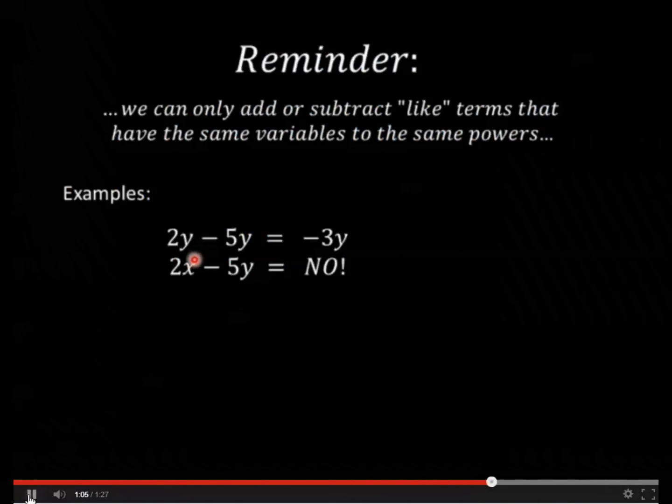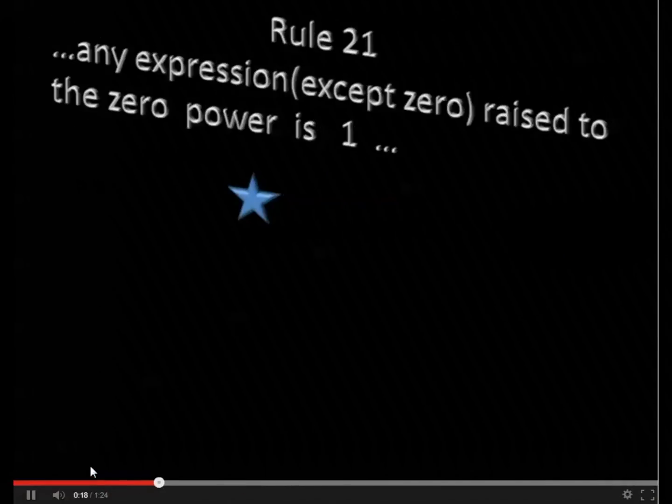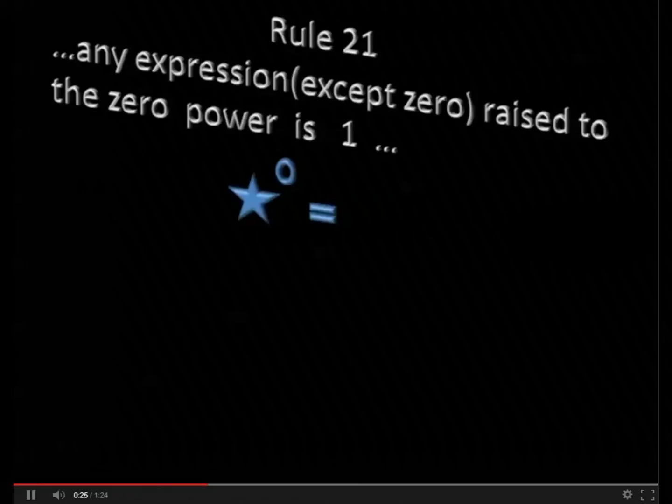Again, we have different variables in the variable factor part of the terms. We have x here, and in this variable factor we have y. We have different variables, so we cannot perform that subtraction. An expression that is raised to the 0 power: the result of that operation is the value 1, not 0.